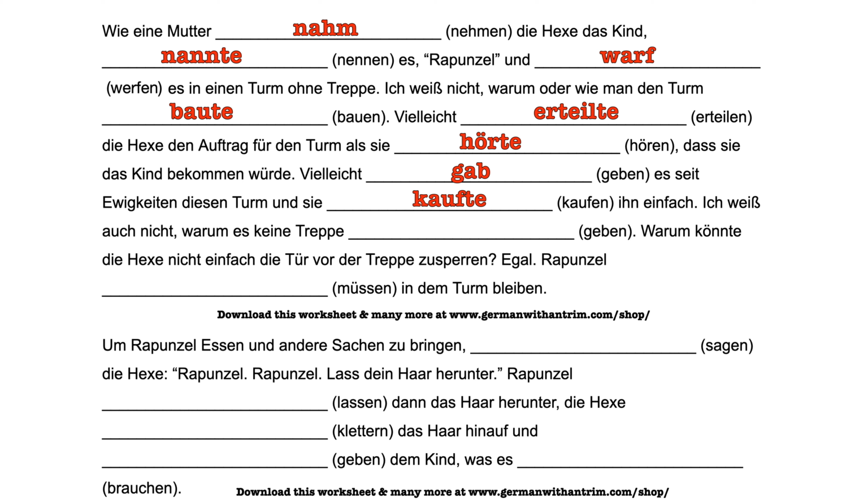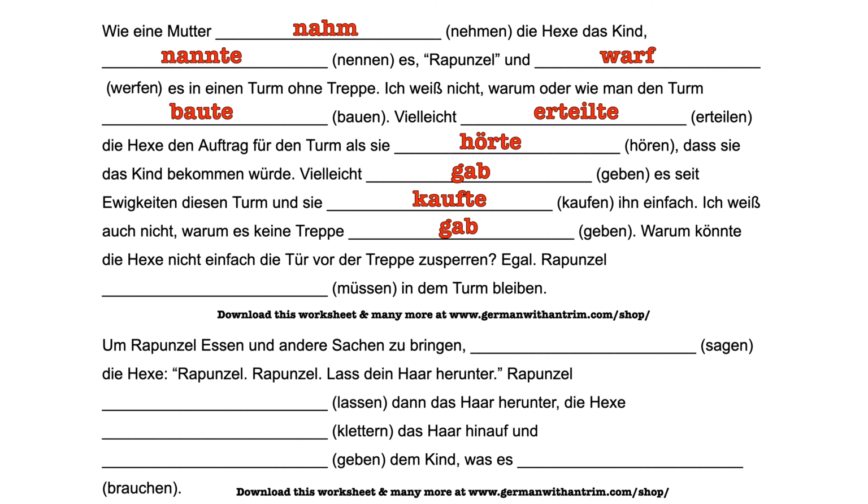Ich weiß auch nicht, warum es keine Treppe, and a form of geben. This is the same form of geben that we just used, because es is still our subject. So, ich weiß auch nicht, warum es keine Treppe gab. I also don't know why there were no stairs. Warum könnte die Hexe nicht einfach die Tür vor der Treppe zusperren? Why couldn't the witch simply lock the door to the stairs?